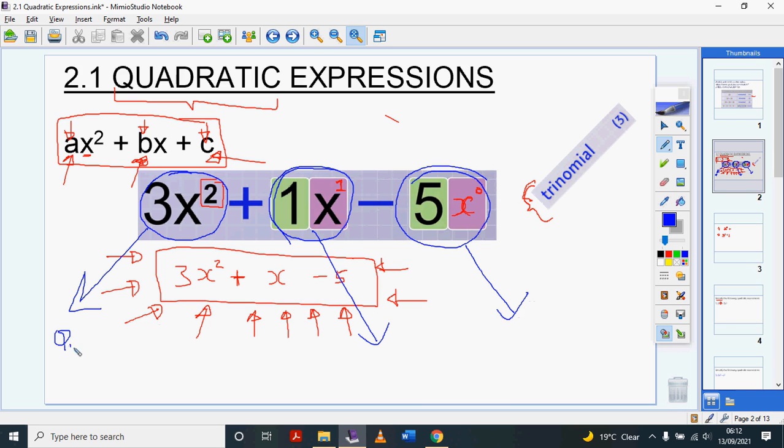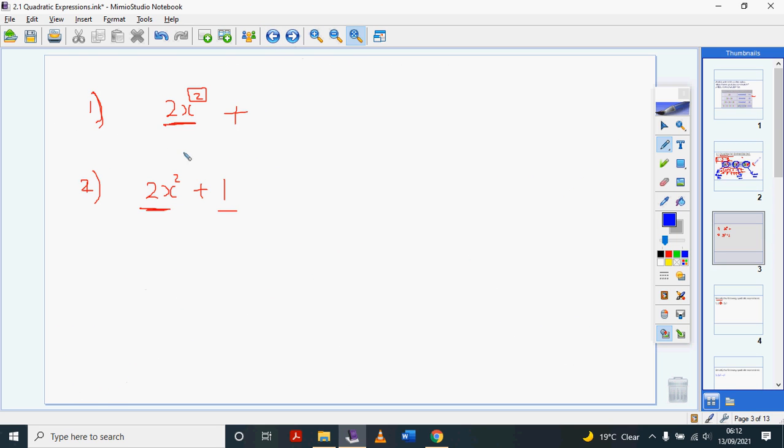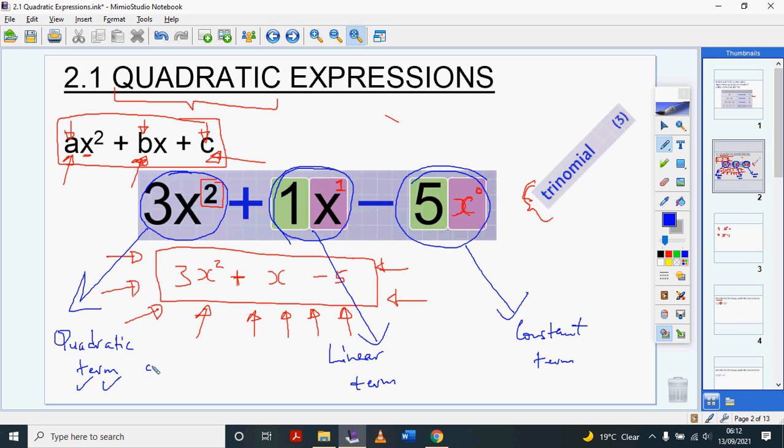Let me just write them out. Quadratic term, linear term, and constant term. Those are the three terms of a quadratic expression: quadratic, linear, and constant. Some people call the quadratic term the square term, but it's fine. You can call it quadratic term or squared term. And I hope you are writing these things down in your notebooks.